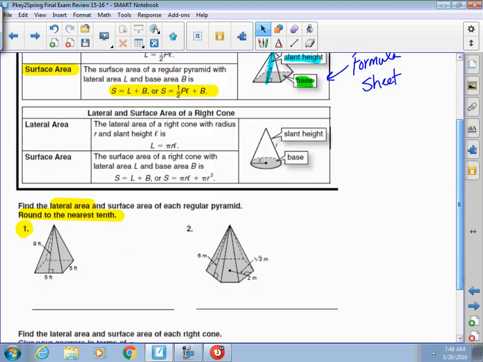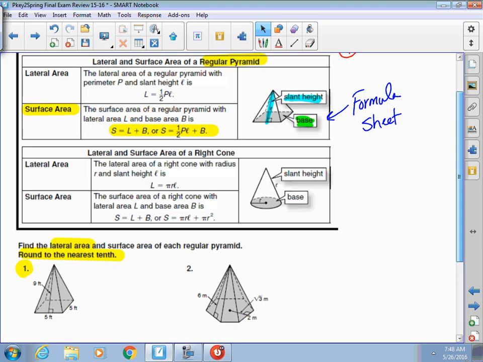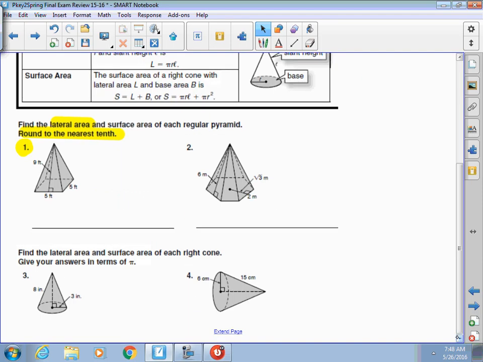All right, so your test on this page will be number 1. And so, I scroll down, sorry. So make sure you can round to the nearest 10 if you need to. Start off with your formula. This is lateral, but I believe on the test it's going to be total. So let's go ahead and put total surface area. It's 1/2 PL plus B.